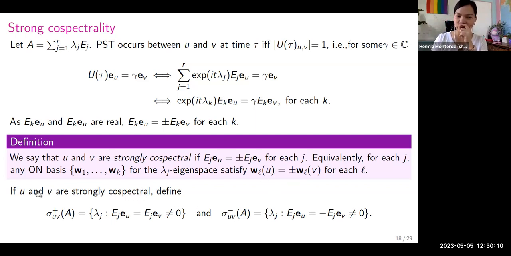In this case, if U and V are strongly cospectral, these projections are tied to every eigenvalue, so we can define two sets: the eigenvalues for which the projections are equal and the eigenvalues for which the projections are negatives of each other. We denote them by sigma_UV plus and sigma_UV minus.